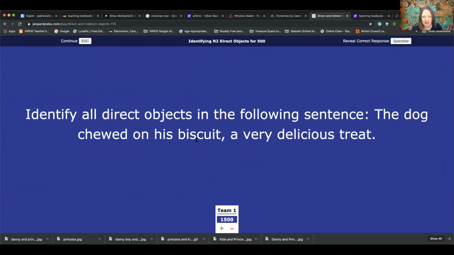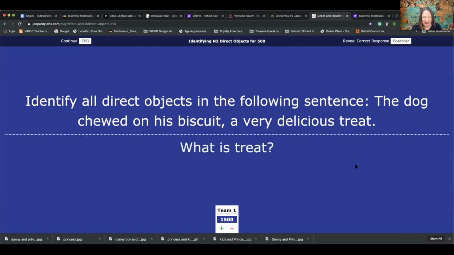Let's try for another 500 for direct objects. Identify all direct objects in the following sentence. The dog chewed on his biscuit, a very delicious treat. Identify all direct objects. See if you get it right. What is treat? Did you get it? Did anybody say biscuit?